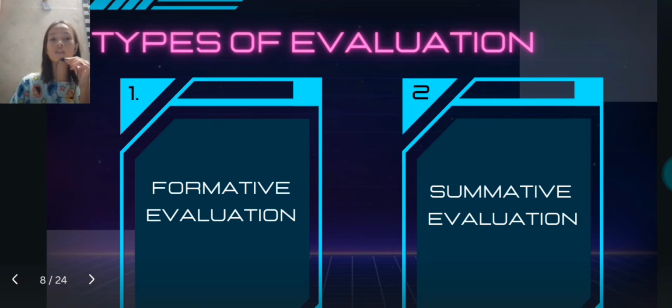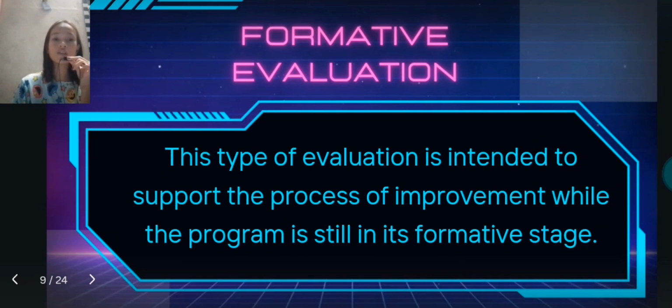Now let's talk about the types of evaluation. We have formative and summative evaluation, and I'm pretty sure that you are all familiar with these types. Let's have first the formative. Formative evaluation is intended to support the process of improvement while the program is still in its formative stage. So formative is still in the process. It is done while a program is being developed to find problems and make improvements.